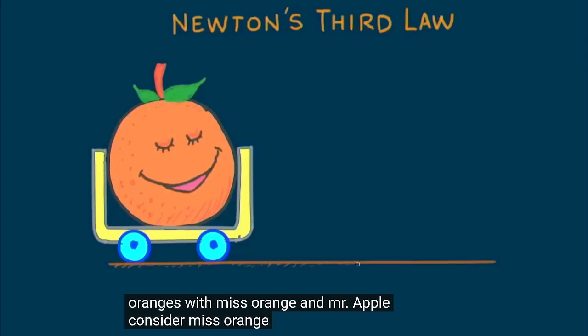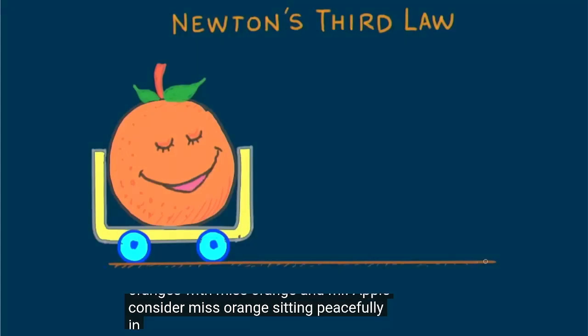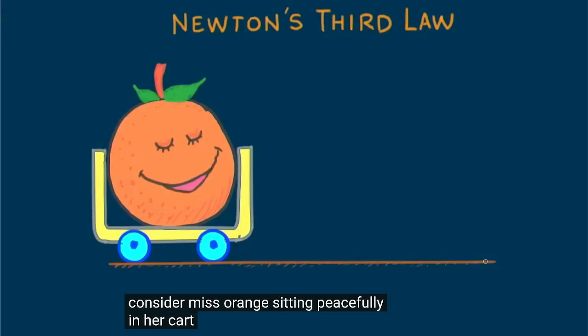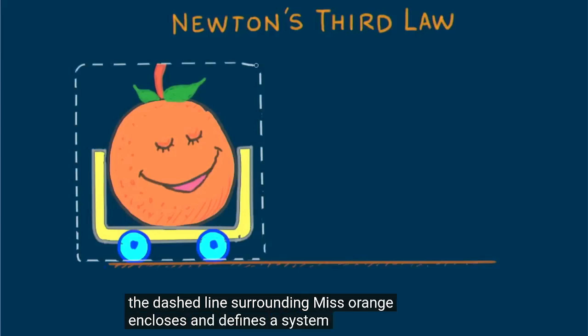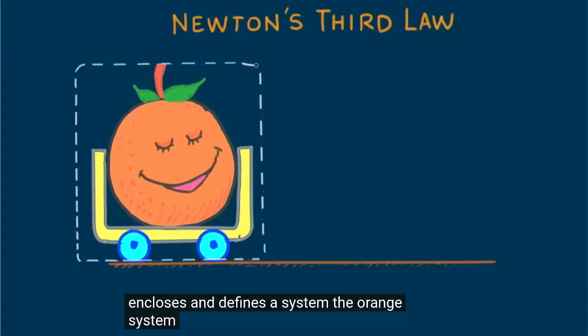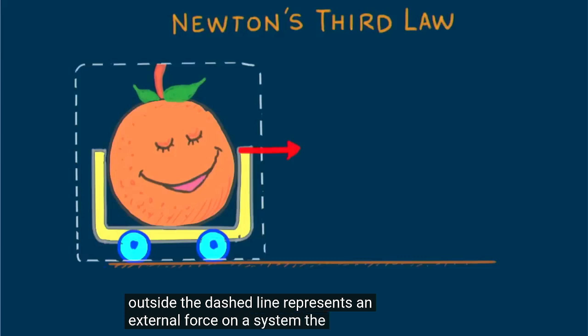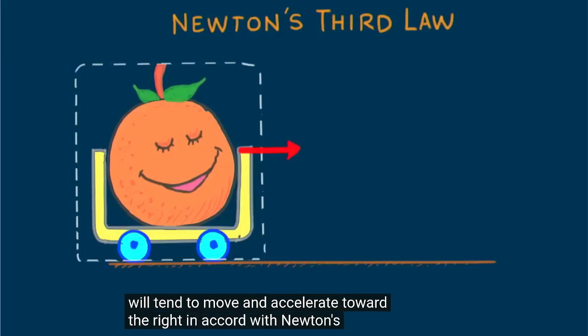Consider Miss Orange sitting peacefully in her cart. The dashed line surrounding Miss Orange encloses and defines a system, the orange system. She sits at rest. That's until a force acts on her. The vector that pokes outside the dashed line represents an external force on the system. The system will tend to move and accelerate toward the right in accord with Newton's second law.